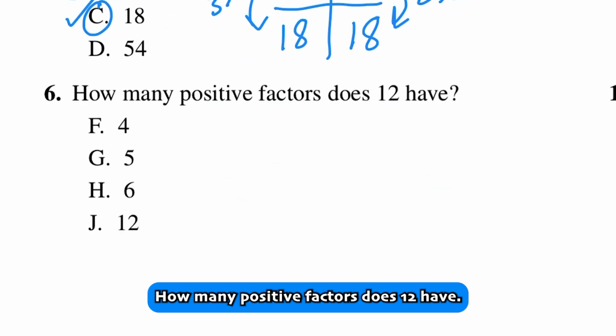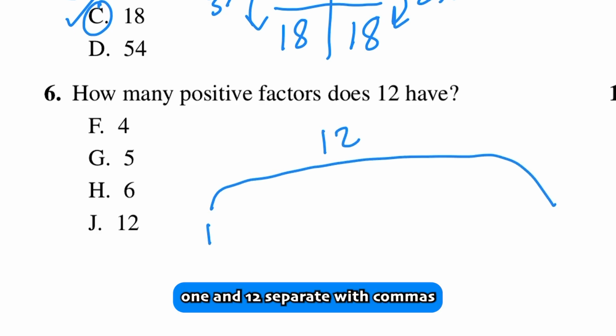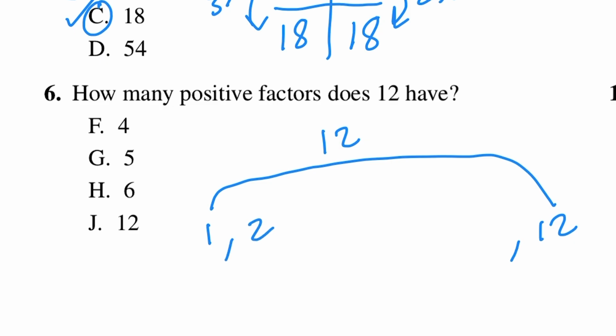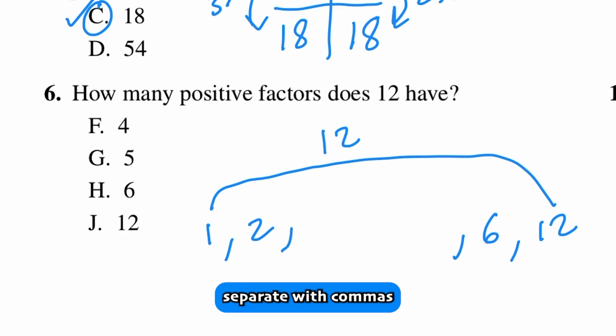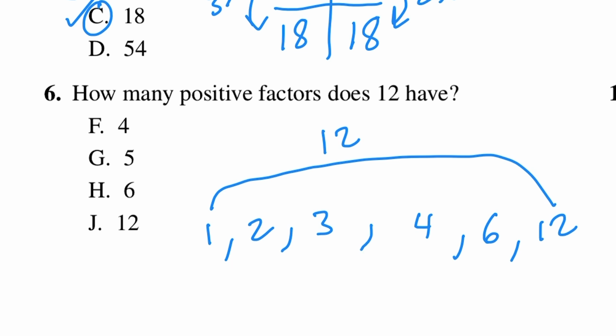How many positive factors does 12 have? So at this stage, you can do the rainbow method. 1 and 12, separate with commas. 2 and 6, separate with commas. 3 and 4, separate with a comma. That's 1, 2, 3, 4, 5, 6.